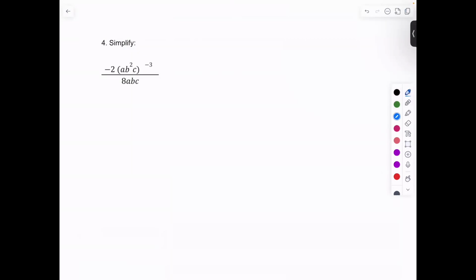All right, so continuing with the Algebra 2 review, we have number 4 here, and this is a simplification of an exponential expression. And yes, this -3 is attached to the parentheses, the AB squared C. I just had a hard time formatting it. So here we go.